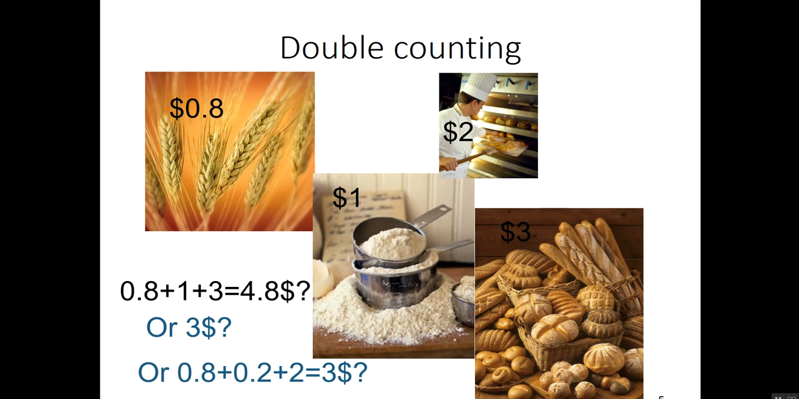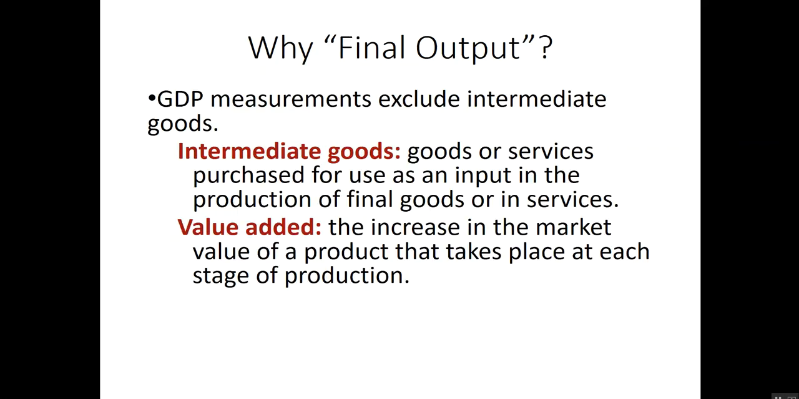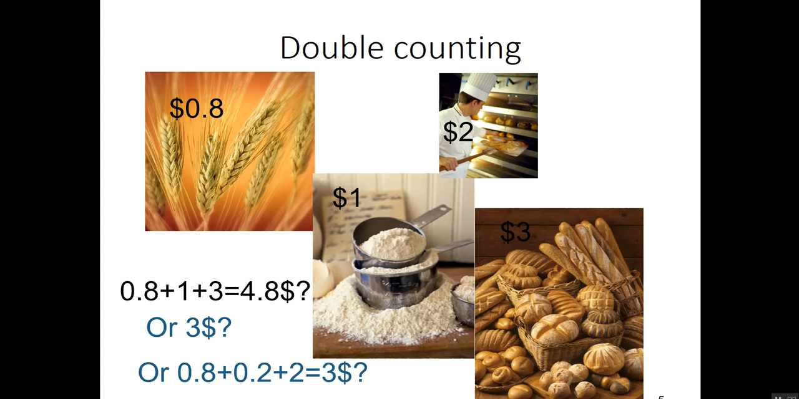You have to understand the following concepts. What are intermediate goods? They are goods and/or services purchased for use as an input in the production of final goods or services. And the second definition, value added. This is the increase in the market value of the product that takes place at each stage of production. Just like what we see here, from wheat to flour, the value added is 20 cents.